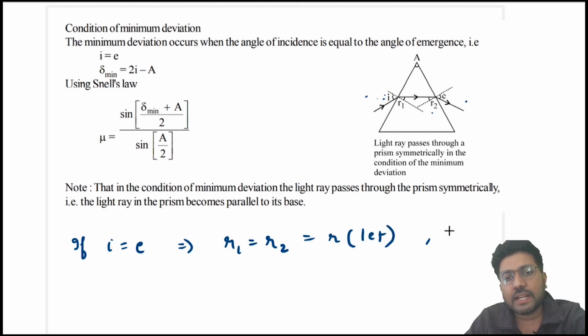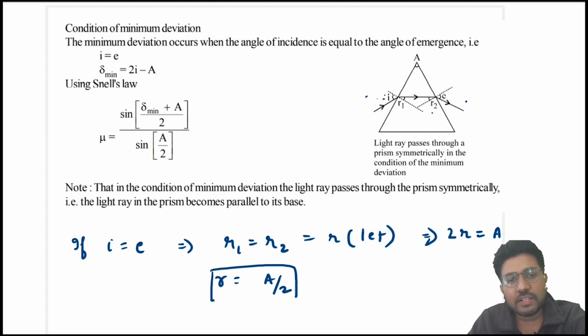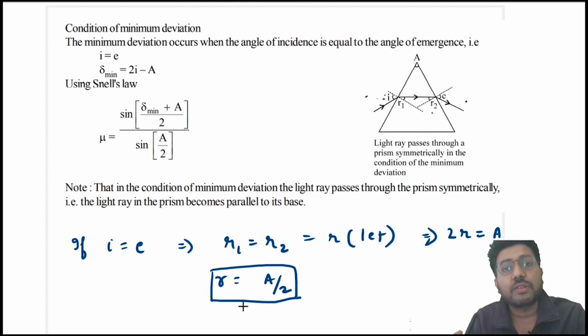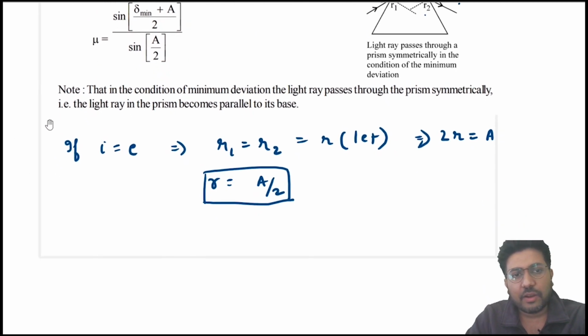But you also know that R1 plus R2 is A, that means 2R is equal to A, that is A is equal to R by 2, or R is equal to A by 2. So in the condition of minimum deviation, R is equal to A by 2. This is very important.